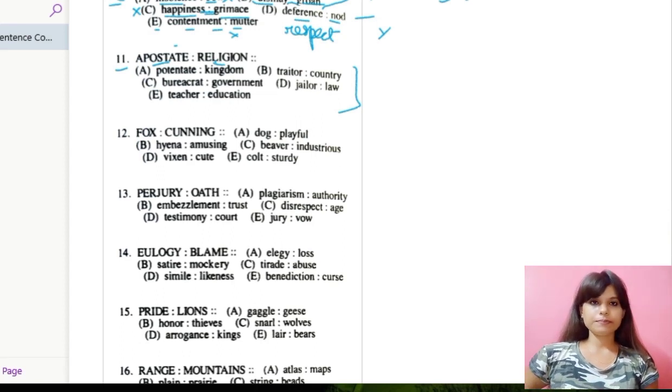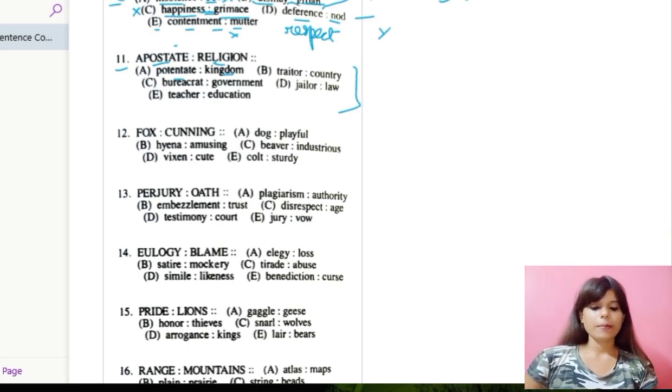Now the first option says potentate and kingdom. Now potentate means a monarch or a ruler, and kingdom means obviously the territory of the king. So both of them refer to the same thing. Like, potentate is in the kingdom, that is, potentate is a monarch, or you can say a ruler. So the ruler is in his kingdom, obviously. So we will consider this, but let us see whether there are other better options given or not.